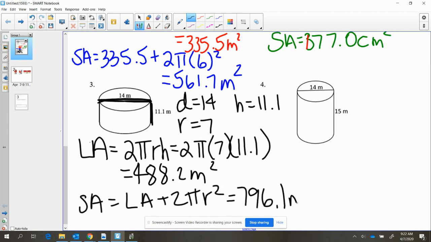796.1. Again, take a moment on your own. In number 4, again, be careful of what they are giving you. Pause the video, identify the diameter and then the radius, as well as what is your height of the figure, and then calculate that total lateral area and total surface area.